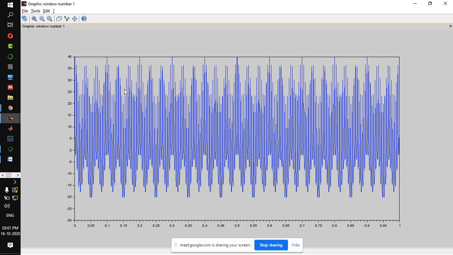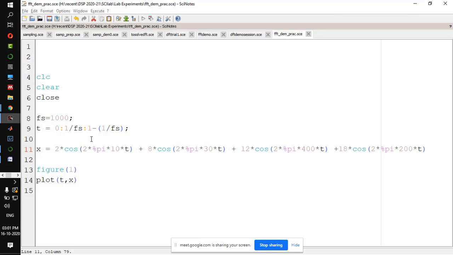But the thing is, it's very difficult for us to visualize frequency components in a time domain signal. That's the reason we take this time domain signal to the frequency domain, where I can easily visualize how many frequency components are there. So we'll try to take this signal to the frequency domain.